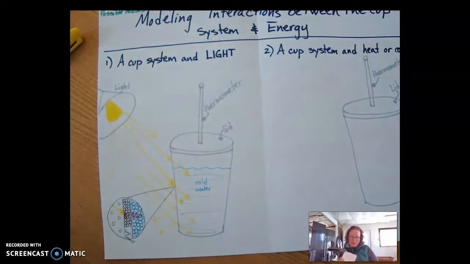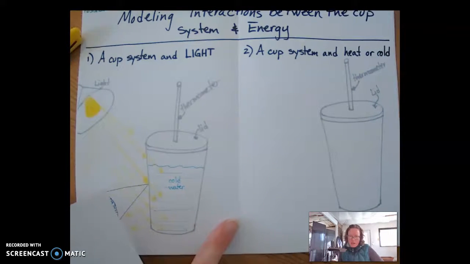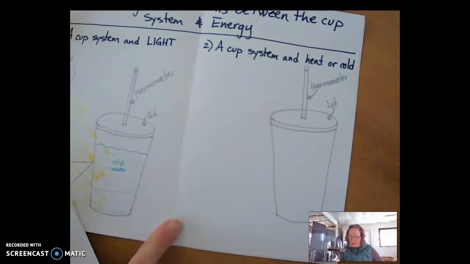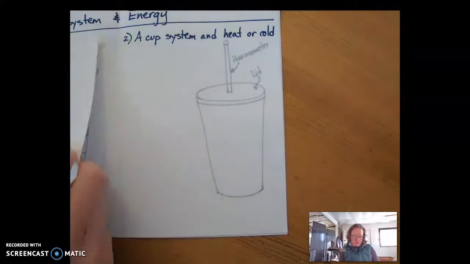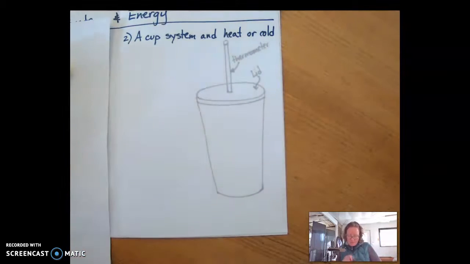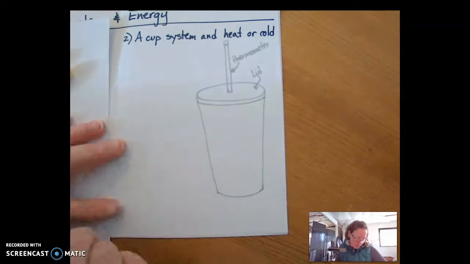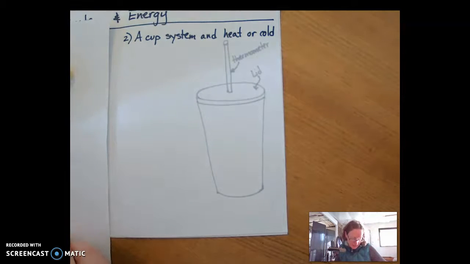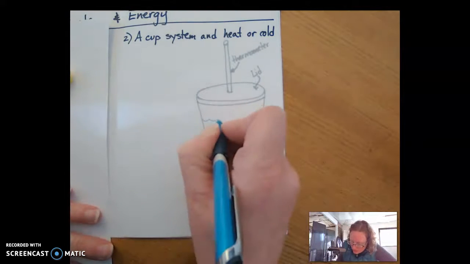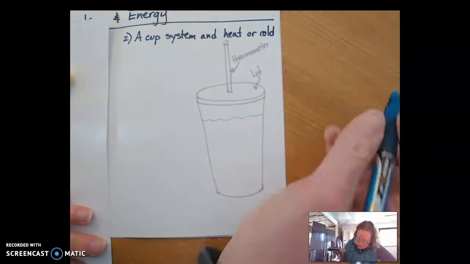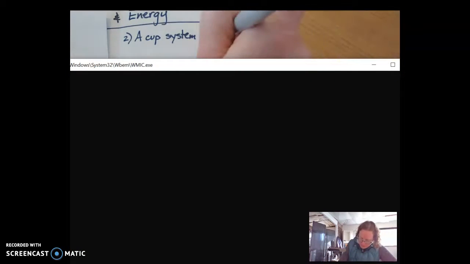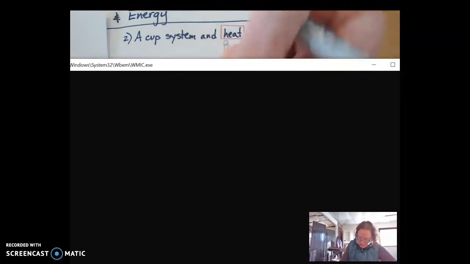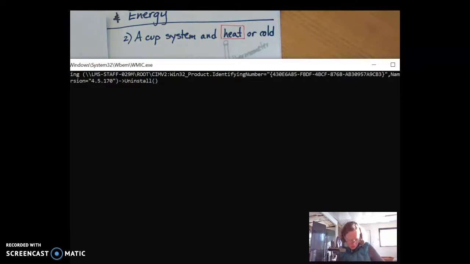Now let's think about our cup system and heat or cold and what that might look like. This one I set off to the side so that we would have room, because we don't have to draw the light. But let's start again with water. We've got cold water. So I'm going to illustrate heat in this drawing. You could choose to illustrate cold.